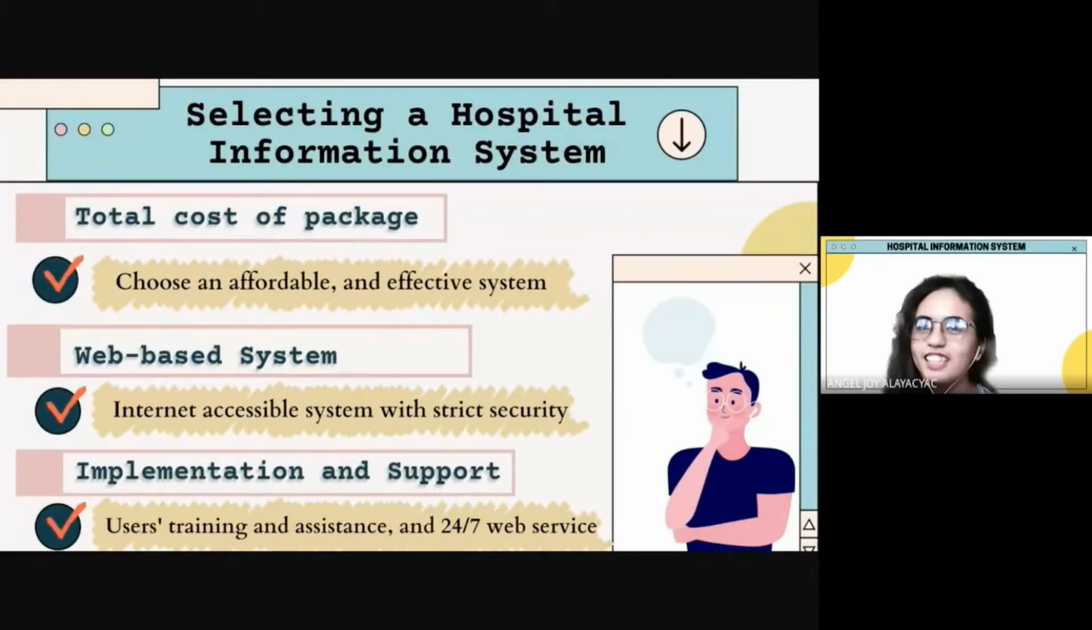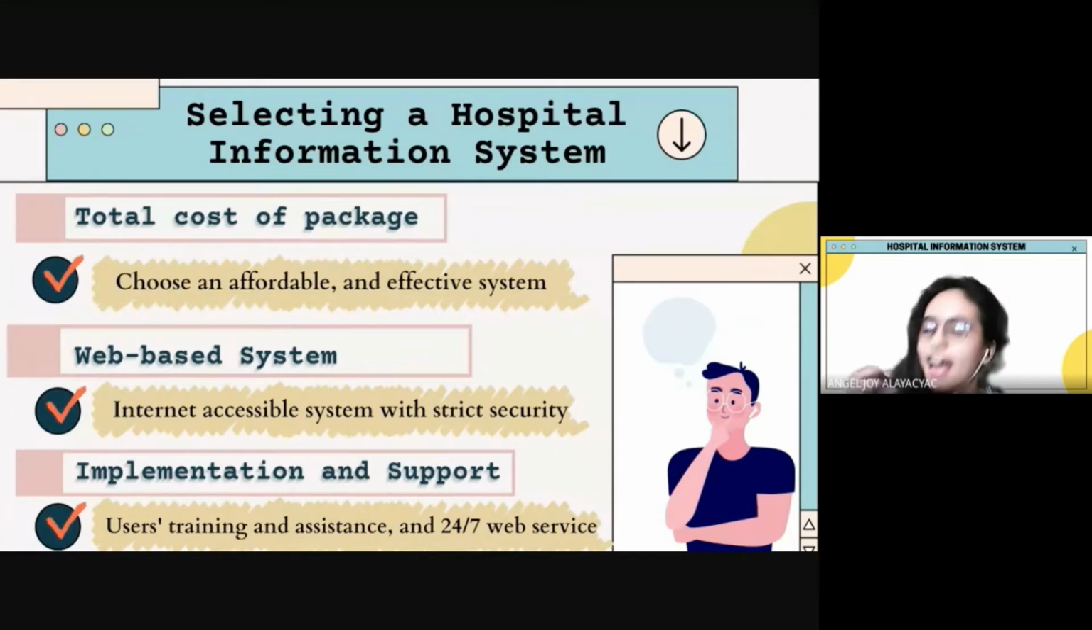Now we are on selecting a hospital information system. Hospitals or any health institution departments are tasked and responsible to consider aspects of selecting what type of hospital information system they should acquire. Now, the very first aspect that they should consider is the total cost of the package.